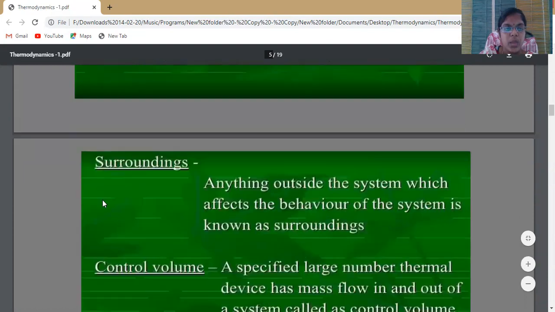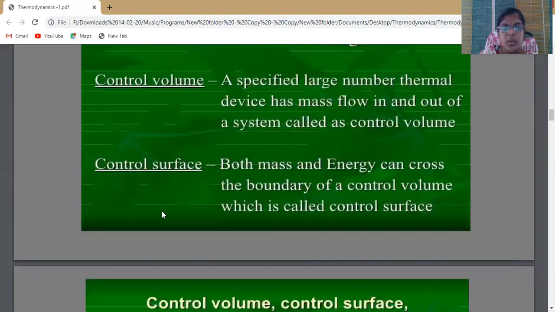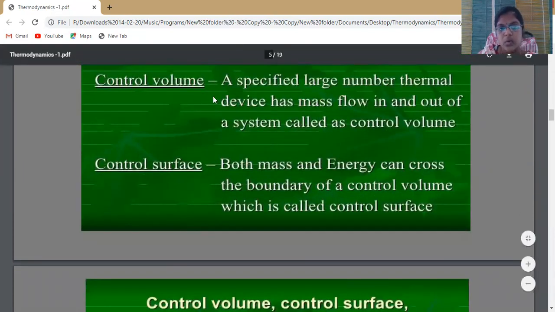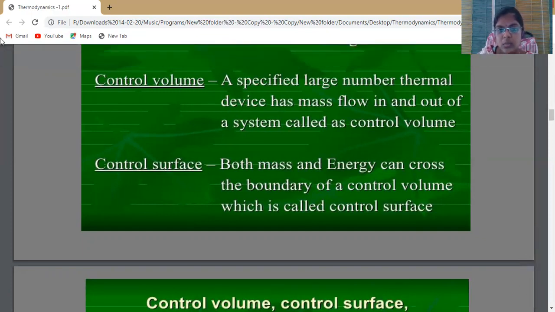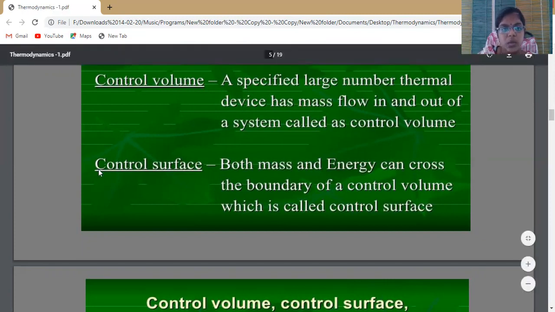And what separates the system and surrounding is nothing but the boundary. The next thing is control volume and control surface. Control volume is a specified region of a thermal device with mass flow in and mass flow out of a system, called a control volume. For example, in one system, mass flow in and mass flow out is nothing but a control volume. A control surface involves both mass and energy.